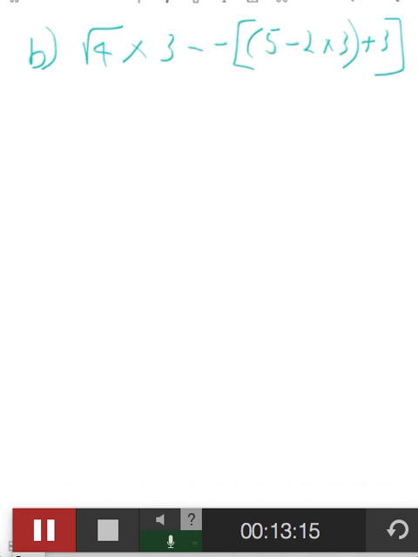Okay, with our next one, we can see there are large brackets and smaller brackets, so we have to work from inside out. So I'll do what's inside these brackets first, okay? So in here I've got 5 minus 2 times 3, and I know in the brackets 2 times 3 comes first, and 2 times 3 gives me 6, okay? I'm going to write out what I have because it's all squishy on top. So I've got the square root of 4 times 3.